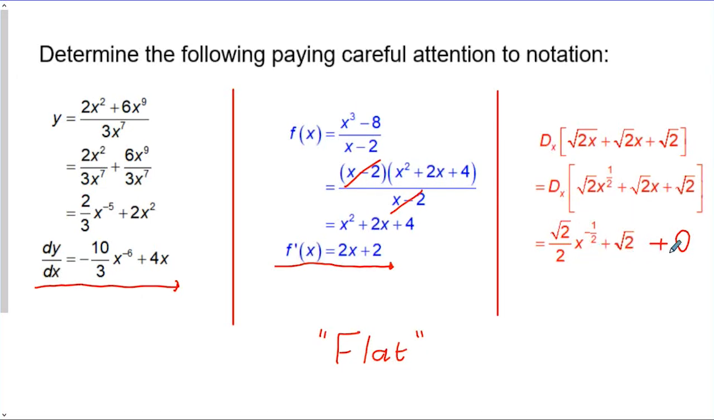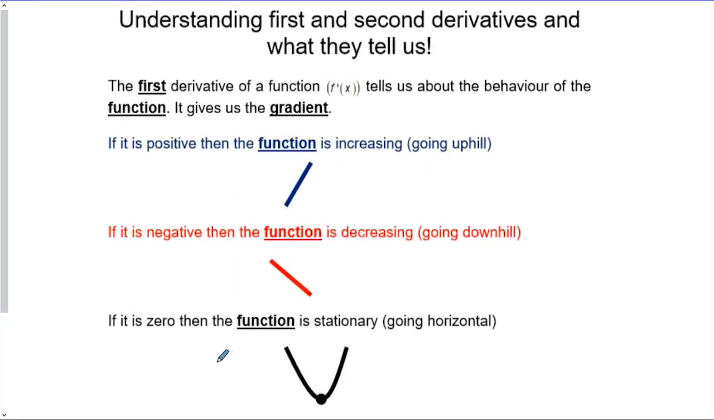Just be aware that for your last term, the derivative of root 2, we don't start bringing the power down and reducing it by 1. The derivative of root 2 is 0, so obviously we don't need to show that. But don't differentiate a root 2. So there's your answer. Notice that on this line, the dx has disappeared because we've done the differentiation.